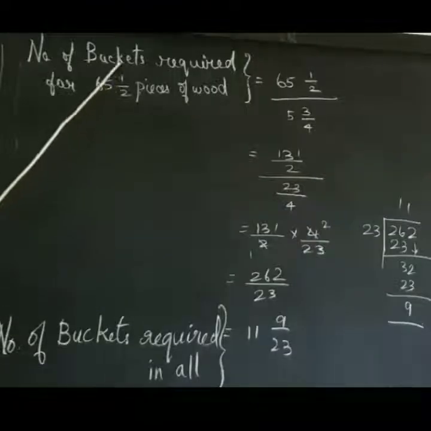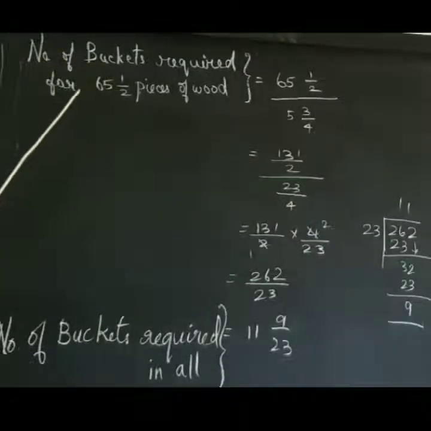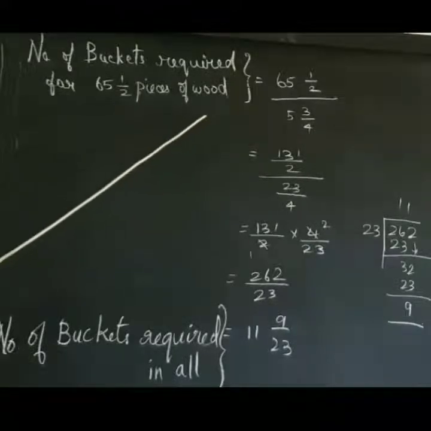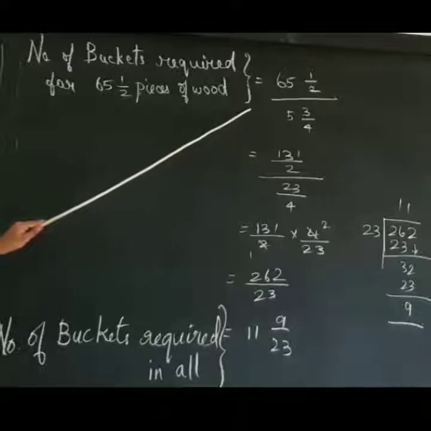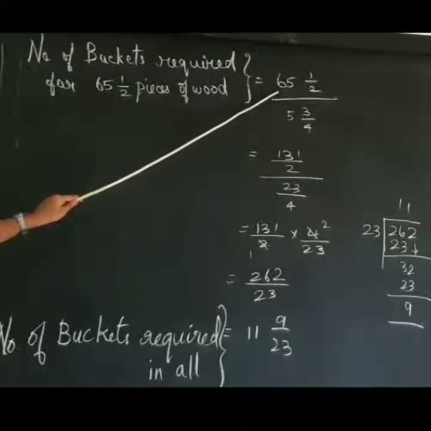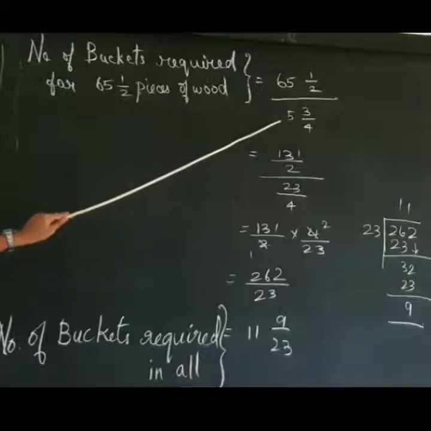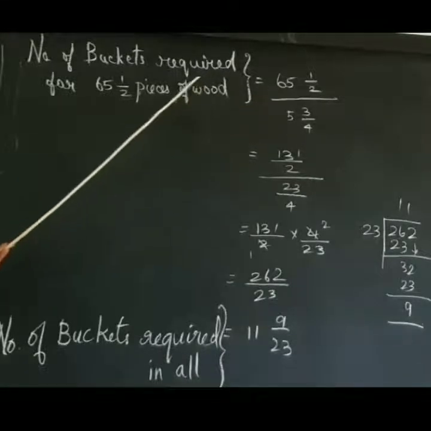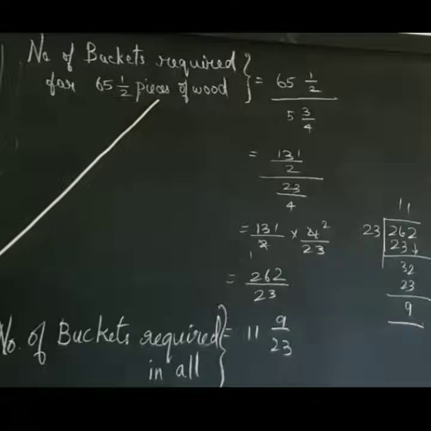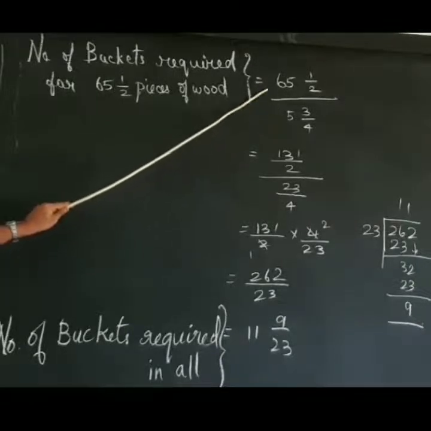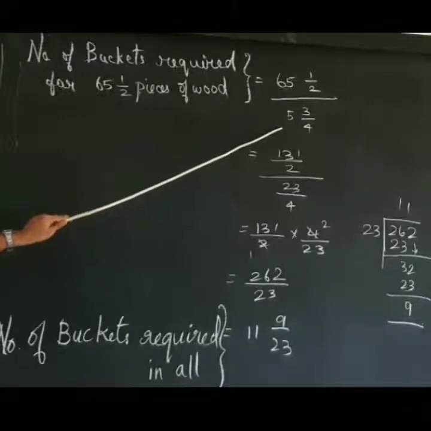So what do you have to find? The number of buckets required for the total pieces of wood, which means 65 1/2. To find the total number of buckets, take the total number of pieces of wood divided by the number of pieces of wood required for 1 bucket. If you divide these two, you get the number of buckets for the total number of pieces. Clear? So you have to divide the total number of pieces of wood by the number of pieces of wood for 1 bucket.